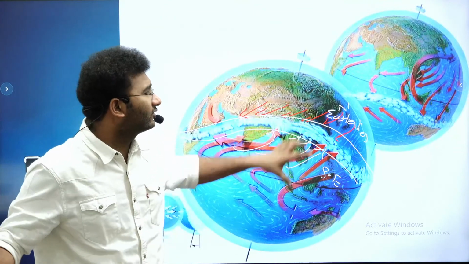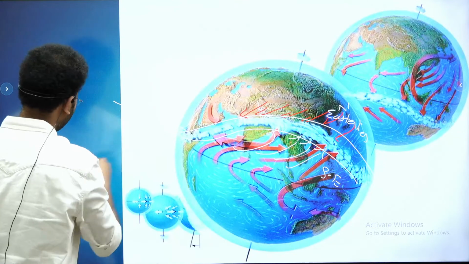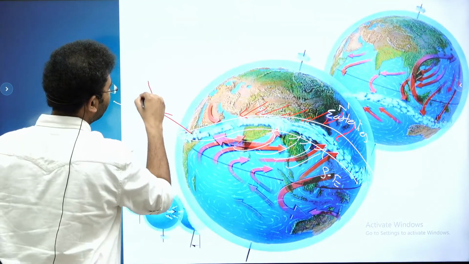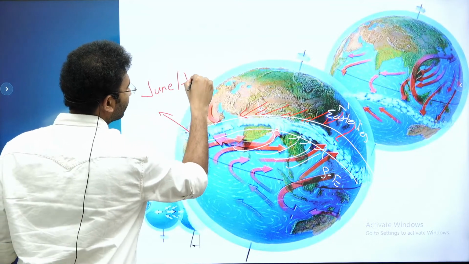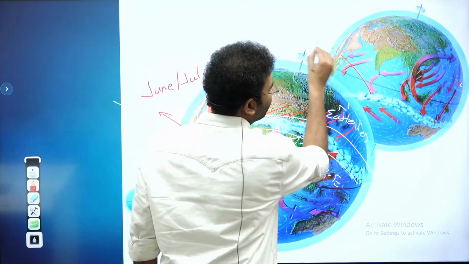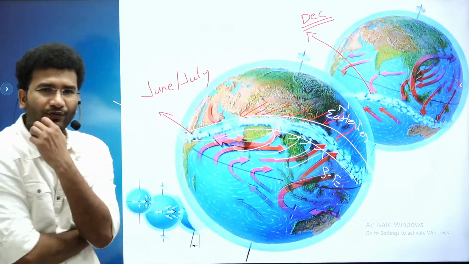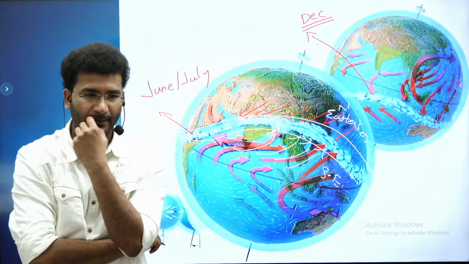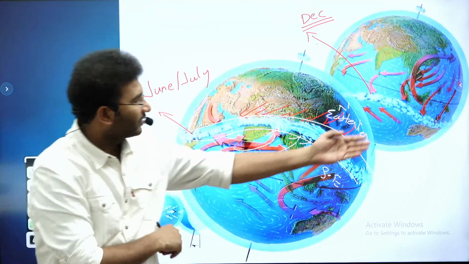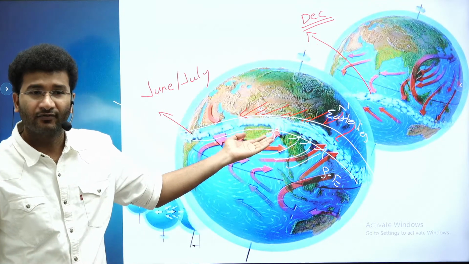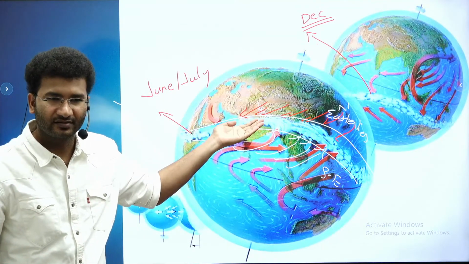Look, this is the month of, which month is this? Looking at it, can you guess which month this is? This is the month of June and July. This is the month of December. Where do you find the ITCZ in the month of December? In the southern hemisphere. Where do you find this ITCZ in June and July? Why is it present in the northern hemisphere?